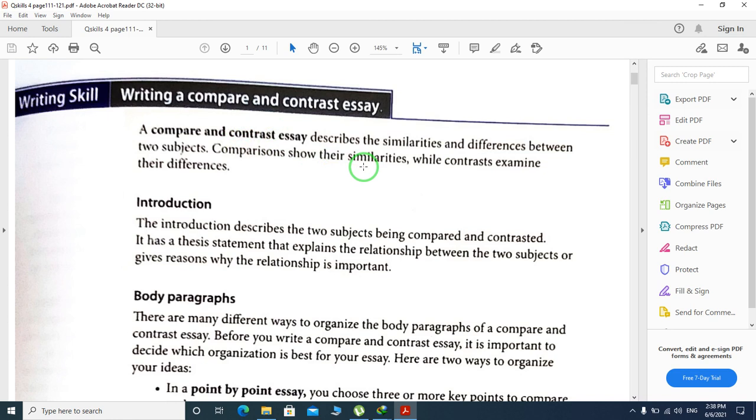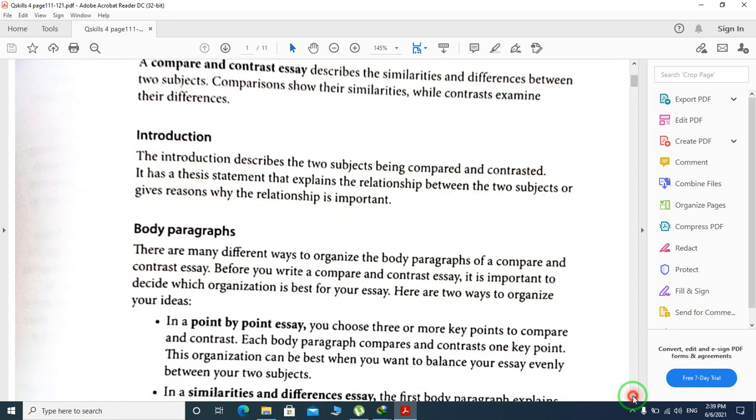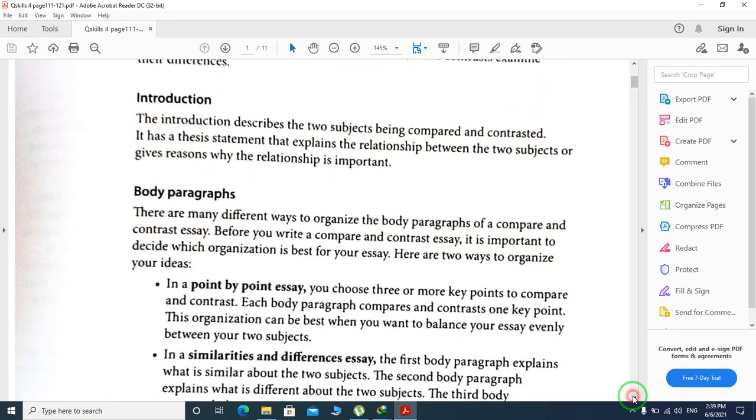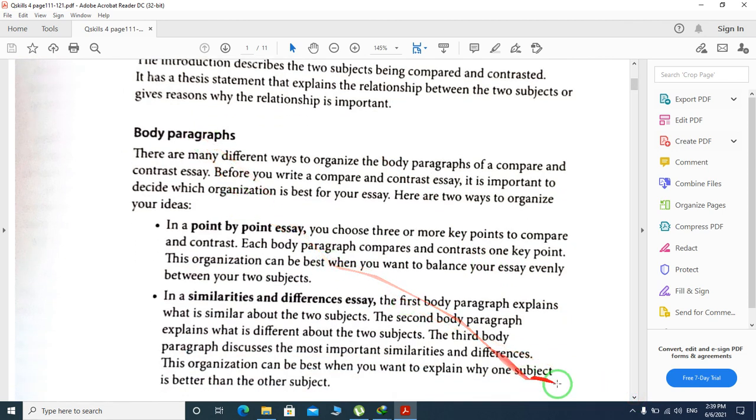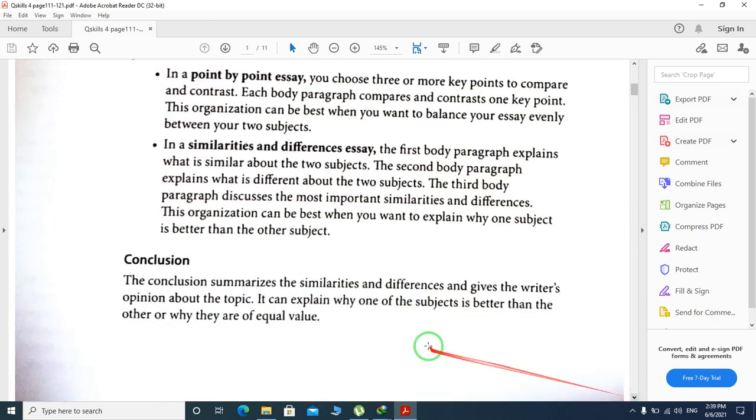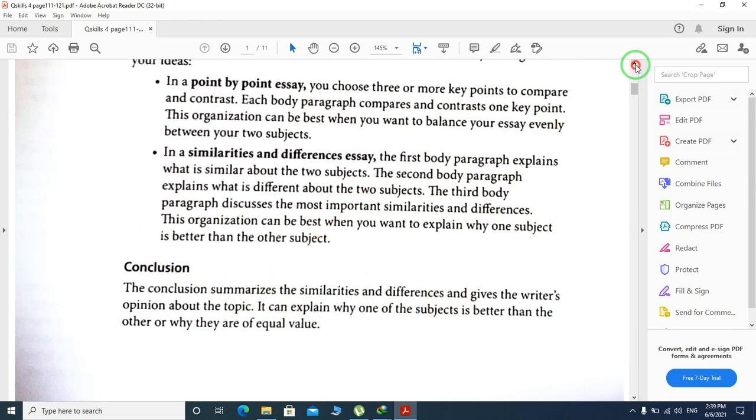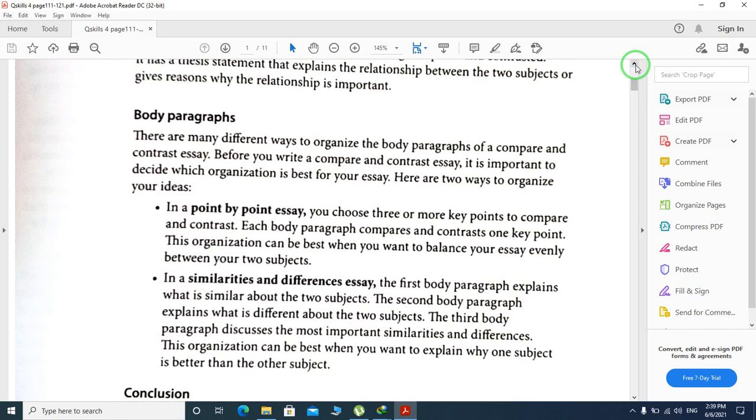So you look for the commonalities, the similarities between two objects, two people, two places, and you also look for contrast between those things: in what manner, in what way those two people, two things, or two places are different. Like all essays, a compare and contrast essay has an introduction and body paragraphs. It also has a conclusion. So the basic parts of an essay are there in a compare and contrast essay as well.